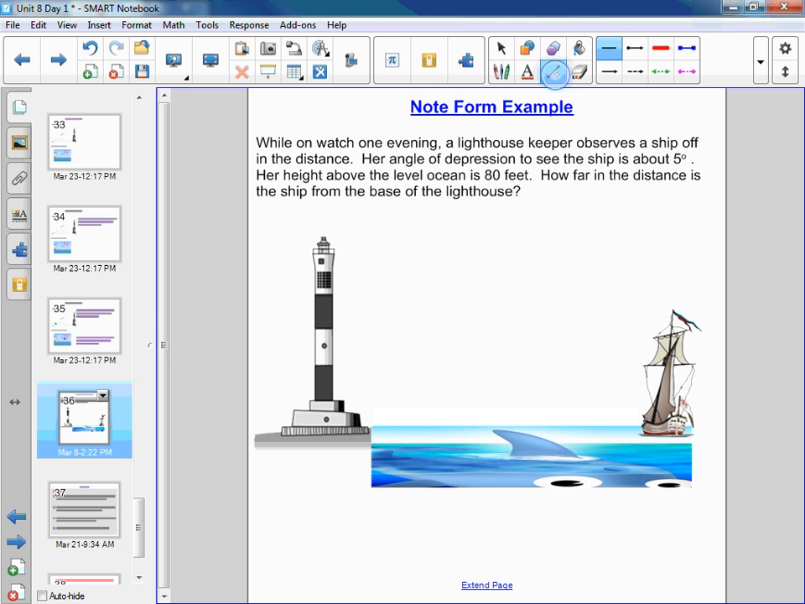I'm going to go ahead and get some line segments in here. So it looks to me like we've got our ship and our base of the lighthouse. I'll go ahead and say here in the middle. And let me move this down to the level ocean. We've also got this height of the lighthouse. And we've got our line of sight. Together, these form a right triangle. So I'll go ahead and label that with the right angle symbol. Everybody got a right triangle involved?